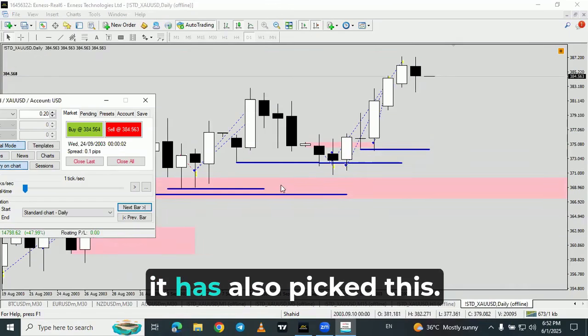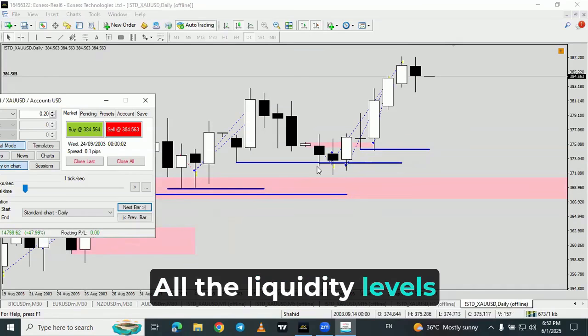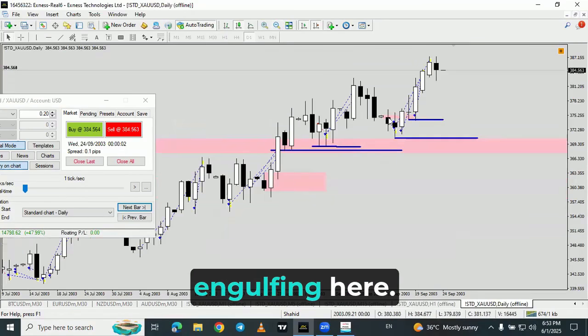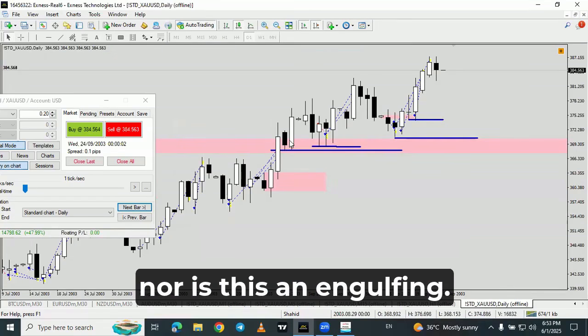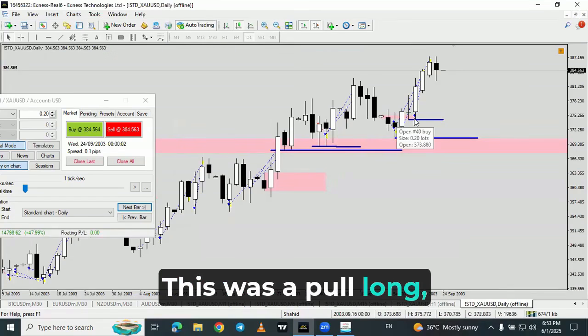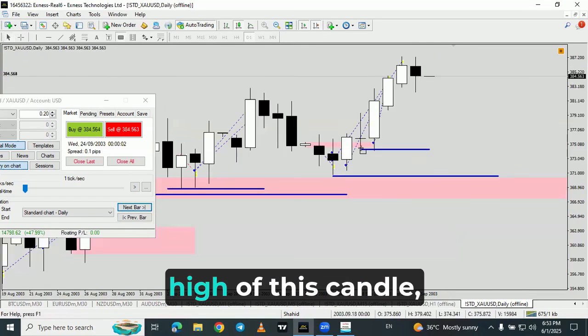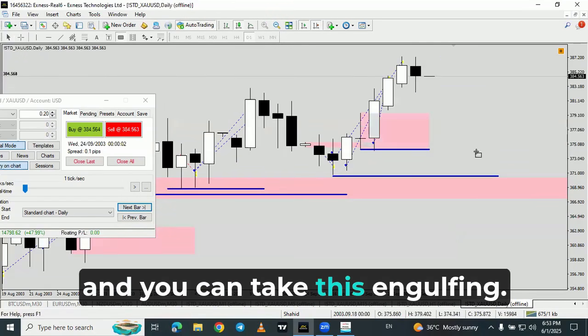Now see, it has also picked this. All the liquidity levels are formed. This is all its security market because there's no engulfing here. There's no engulfing below, nor is this an engulfing. This was a pull long, and if you see here, you can take this engulfing. See, this candle swipe the high of this candle, and you can take this engulfing. This is here.